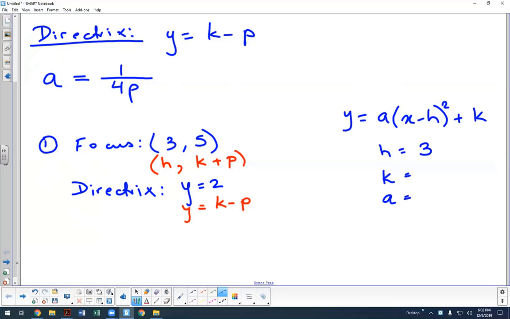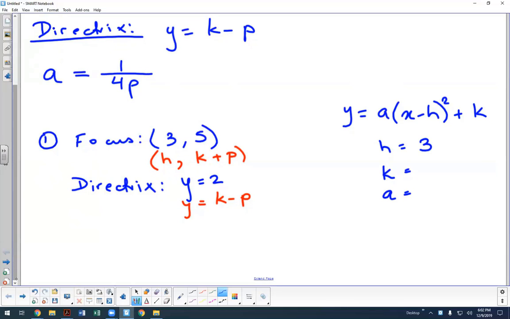Once we have all 3 of those, we can come up with the equation of our parabola here. So the value of k is what we're going to go for next, and that's actually going to come from this k plus p and k minus p values, okay? So looking here, I've got k plus p, which will be 5, and I've got k minus p, which represents 2.